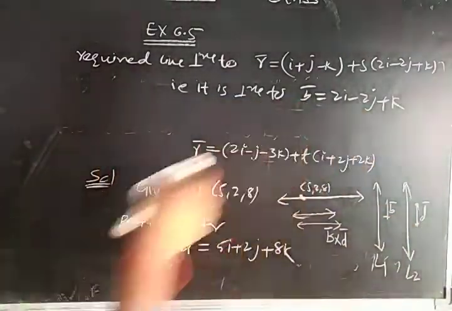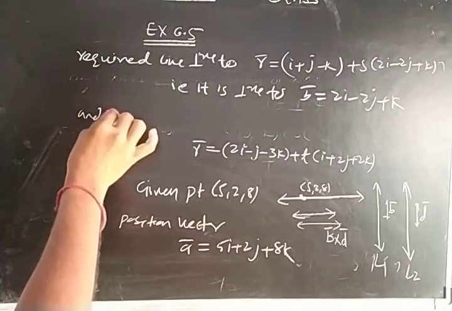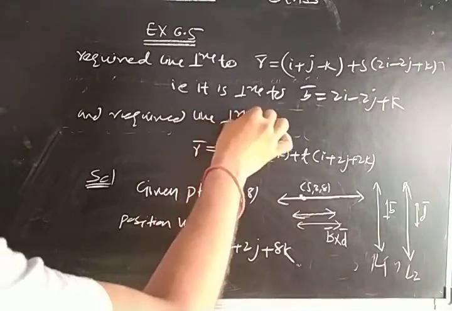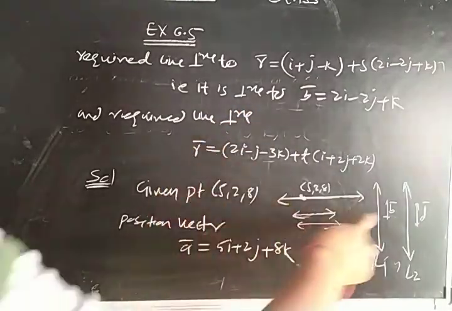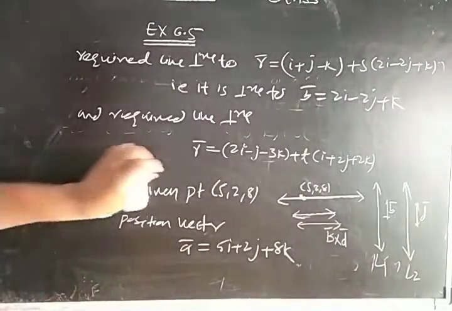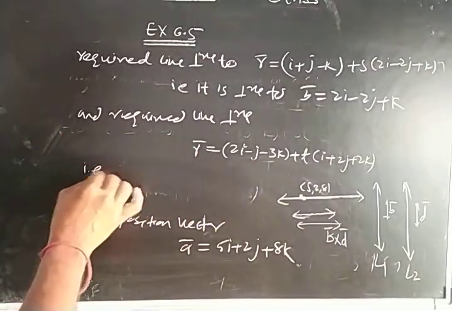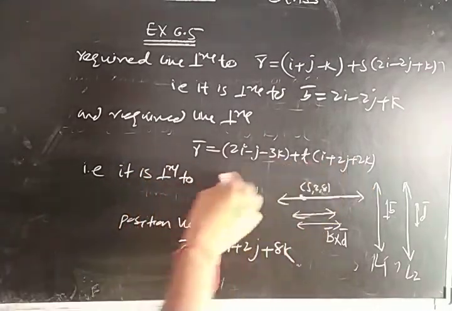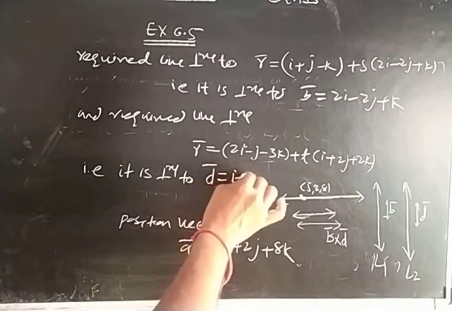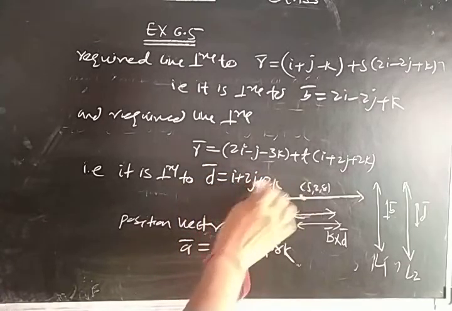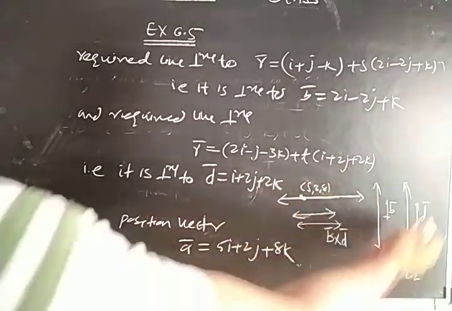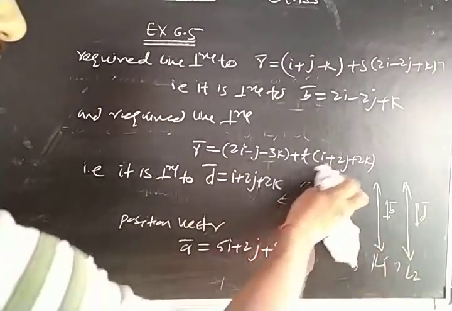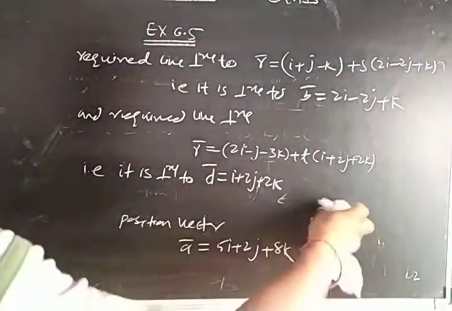And the required line is perpendicular to the second line also. That is, it is perpendicular to this vector, which I am taking as D bar equal to i plus 2j plus 2k. Perpendicular to the second line means it is automatically perpendicular to D bar also. Right. Now what I am going to find? I am going to find B cross D bar, which is parallel to the required vector. Right.